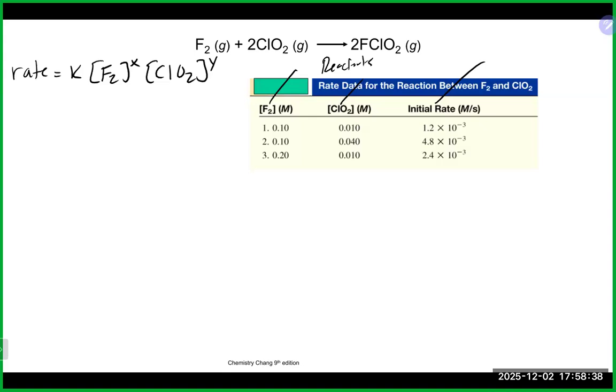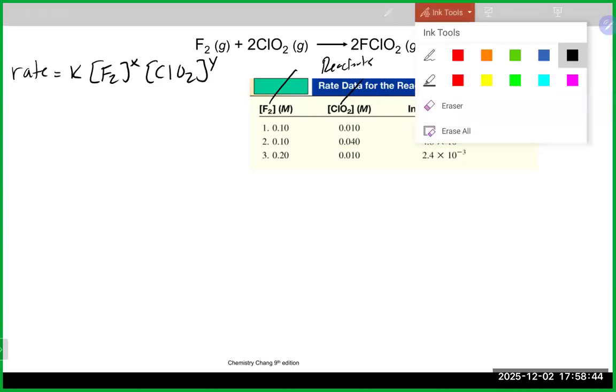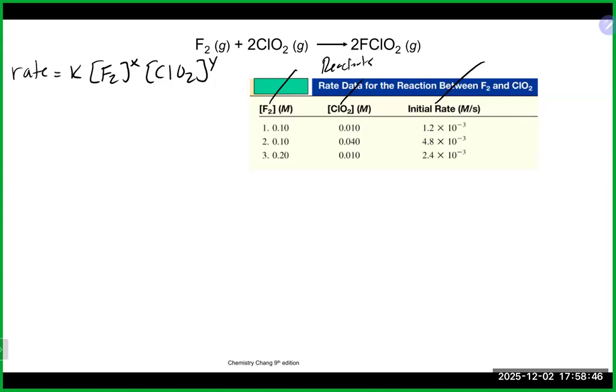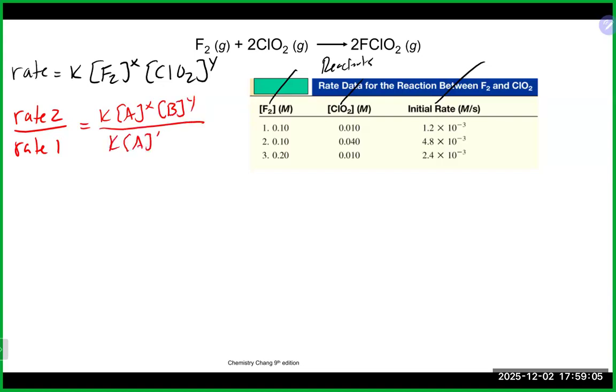You could look at the information and just analyze it. I find most people are probably not the best at that. So probably a more mathematical approach is a better move. And you could do something like this where you take rate 2 over rate 1 is equal to K A to the X and B to the Y over K A to the X and B to the Y.